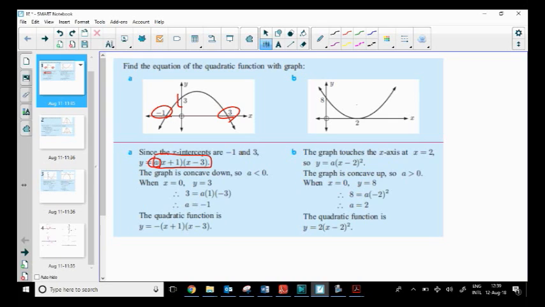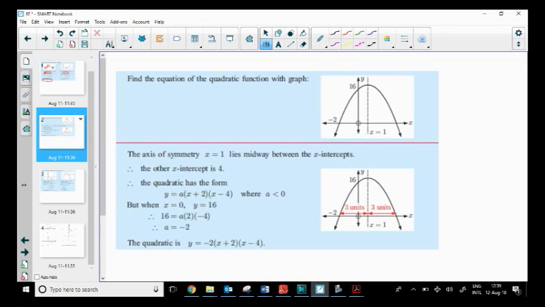So we know that the y-intercept is 3, so I'm just going to set x equal to 0. I know that y is equal to 3, and that tells me that a has to be equal to -1, giving me a final answer here. Same idea with the one on the right. It just touches the x-axis at 2, so we start off with that as a repeated factor.